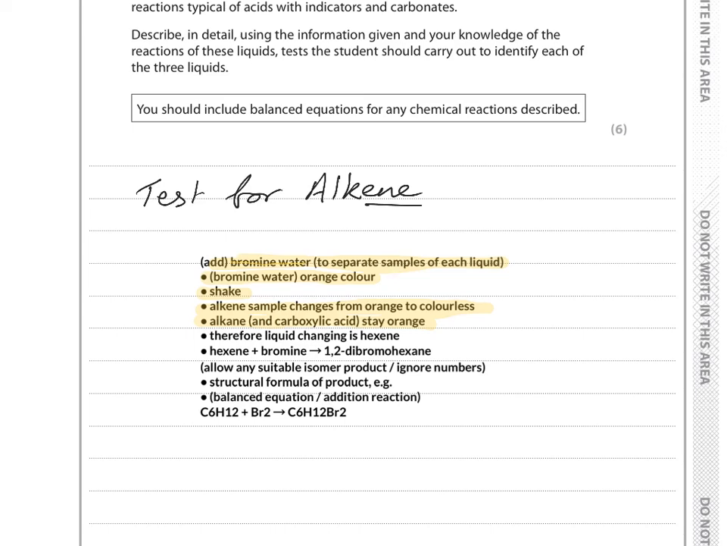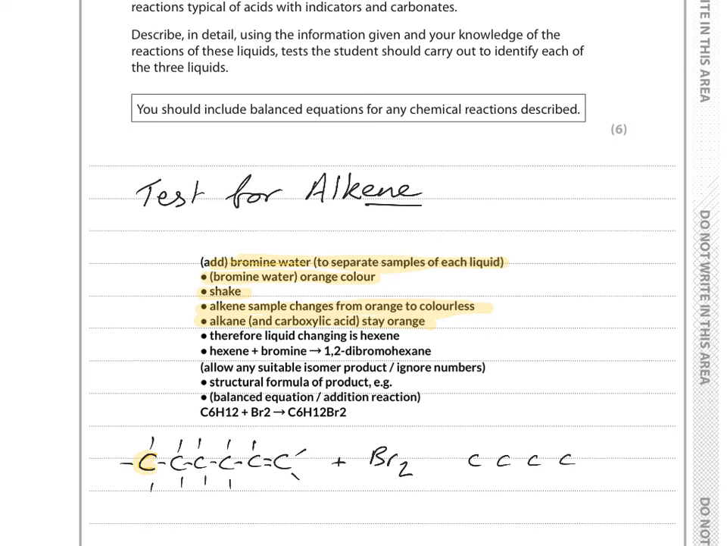Now, you need to provide some more information about what's actually happening in the test. Hexene is C6H12, so let's just get this right: 1, 2, 3, 4, 5, 6. It's got a double bond, and it's got 12 hydrogens, like so, and it reacts with Br2, and the Br2 is going to add to the double bond so that the double bond opens up and has 2 bromines on it. So it makes your dibromo alkane.